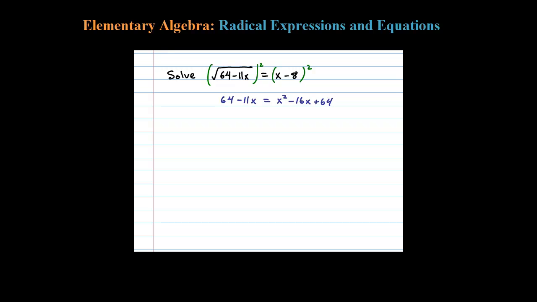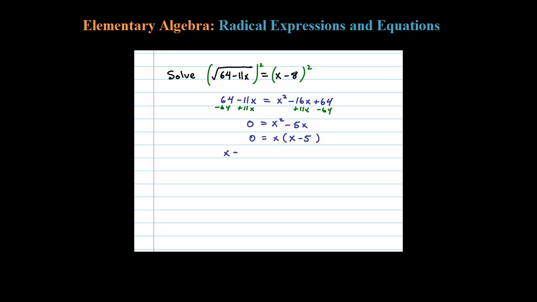Once you see that it's quadratic, you know you have to get it equal to 0. So when I add 11x to both sides, also at the same time I'm going to subtract 64. We'll have 0 on the left side equals x squared minus 5x. Now factoring that, notice we have a GCF, x times. If we factor out an x, we'll be left with x minus 5.